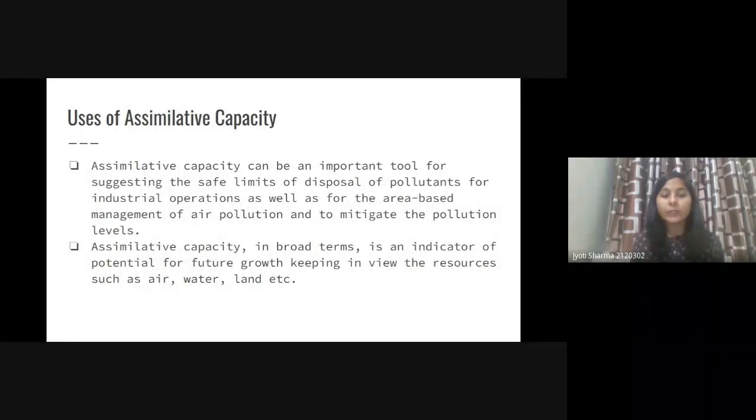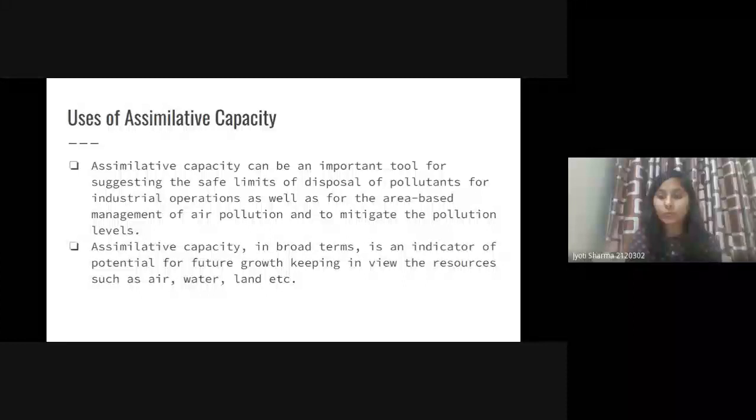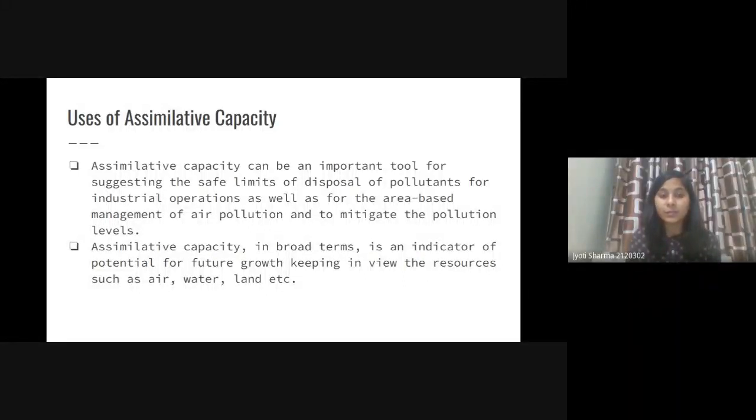Then how can we make use of the assimilative capacity? It can be an important tool for suggesting the safe limit of disposal of pollutant for industrial operation, as well as for area-based management of air pollution, and to mitigate the pollution level. For example, if you want to install an industry at some area, you have to consider the assimilative capacity of that particular area, of that particular airshed.